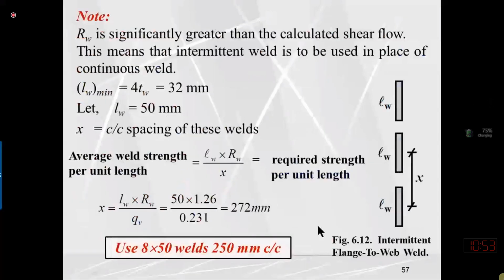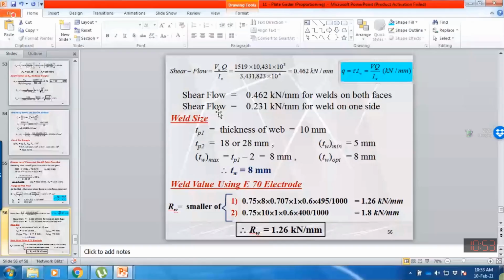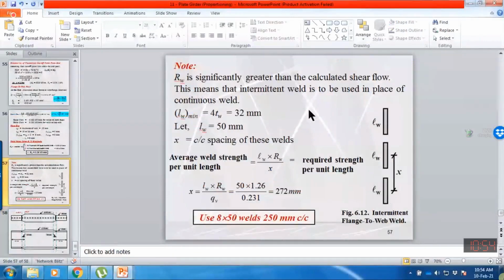Okay, here I need to explain another way. Actually, if we are welding the plate girder throughout the length, our plate girder will be highly uneconomical. So instead of welding thoroughly, we are providing the intermittent weld. So how can we provide the intermittent weld? Here I'm going to explain.